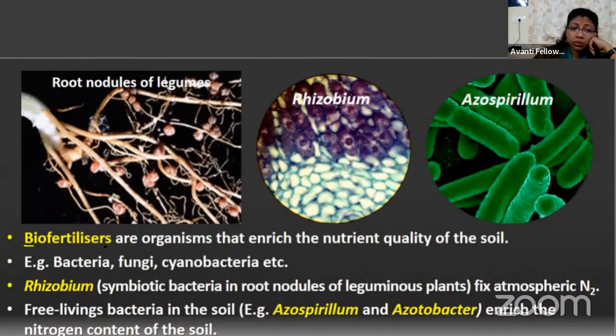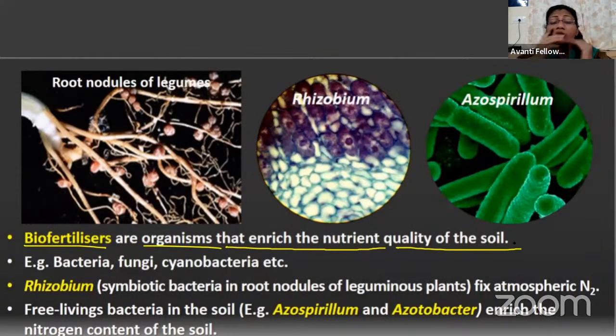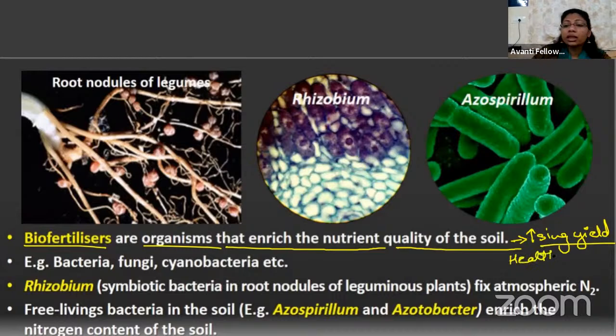So the biofertilizer is what? It is an organism that enriches the nutrient quality of the soil. Why do we need to increase the nutrient quality? Because it helps in increasing the yield of the plant, and it also maintains the health of the plant, right? So in this method, we use several types of microorganisms. They can be bacteria, fungi, cyanobacteria, right?